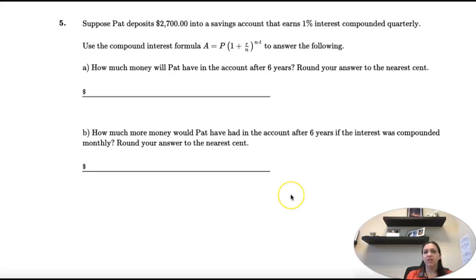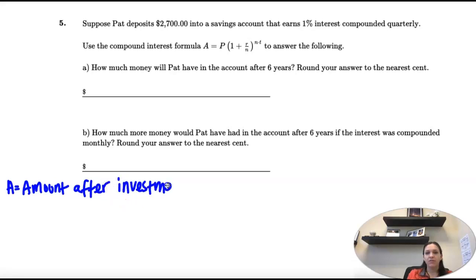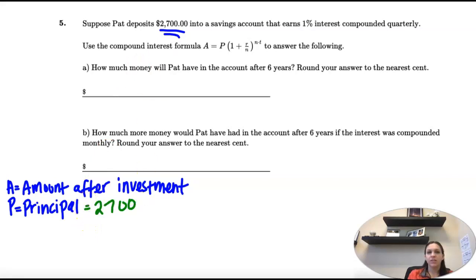Maybe you've seen it, maybe you haven't. Let's just go over what everything is. A is the amount after the investment. So after the 6 years, how much is he going to have? So we're solving for it. P is the principal. That's what you first invest. Okay, so he first invested $2,700. That's the principal. I'm just going through the variables.